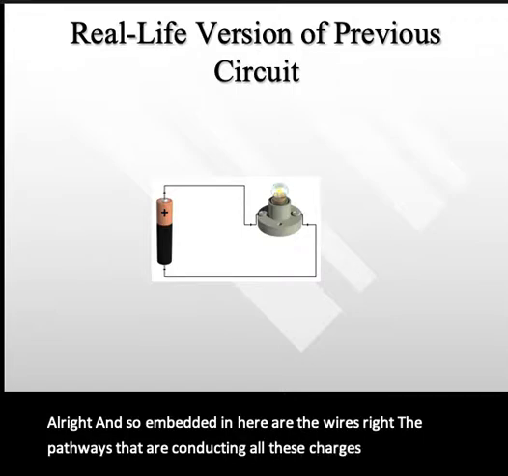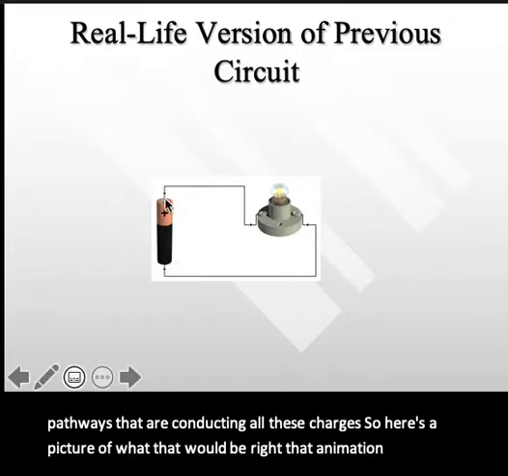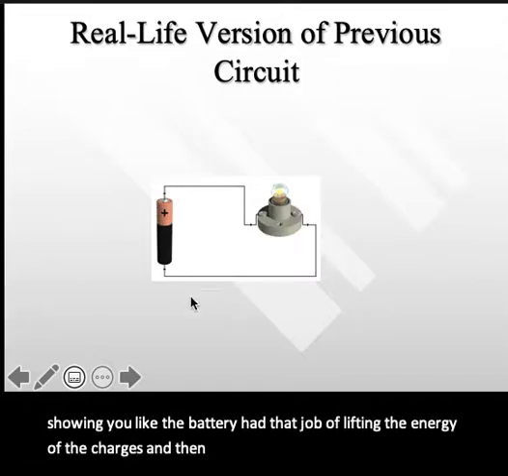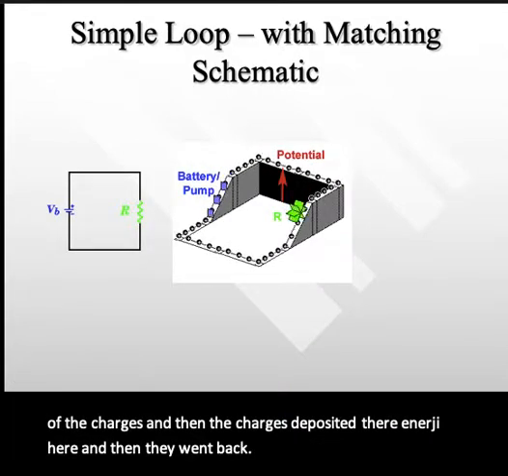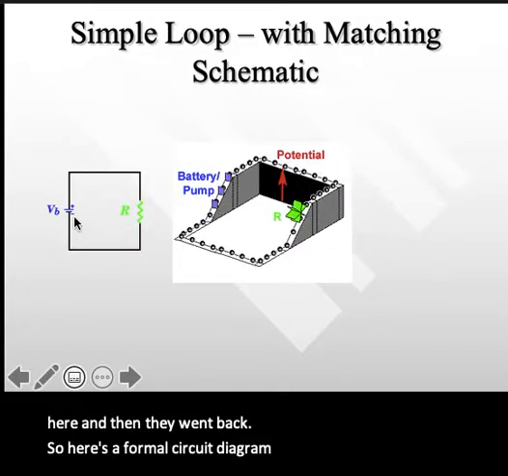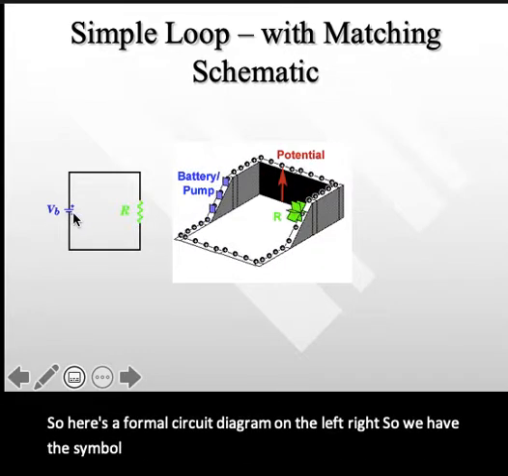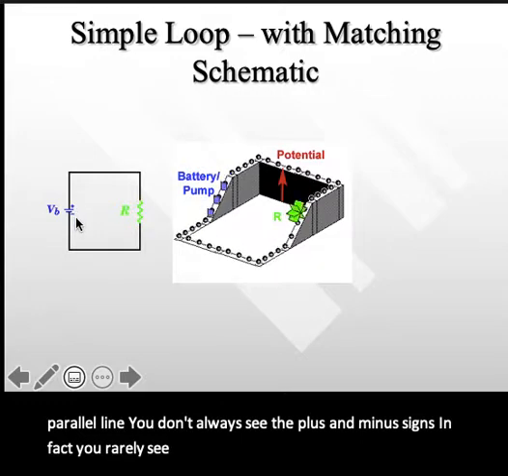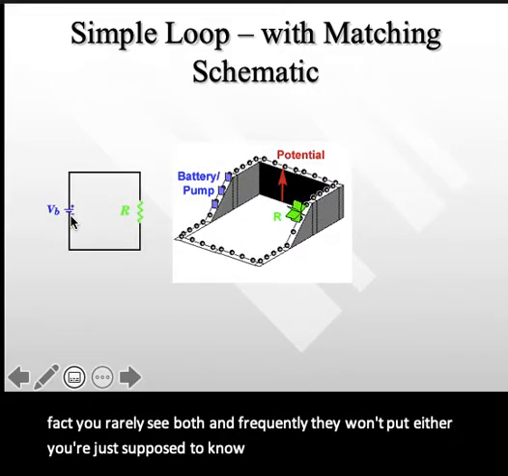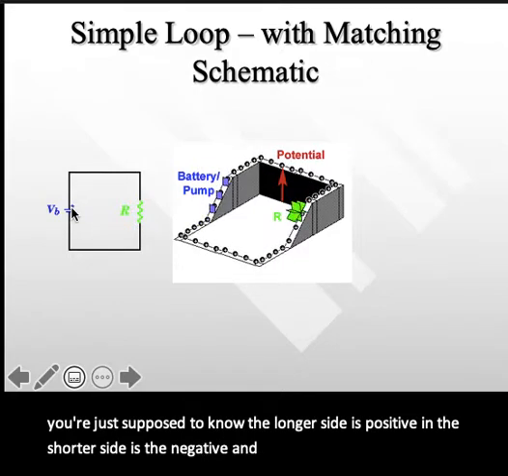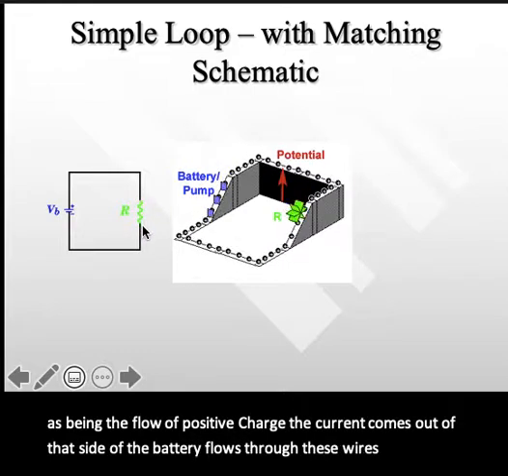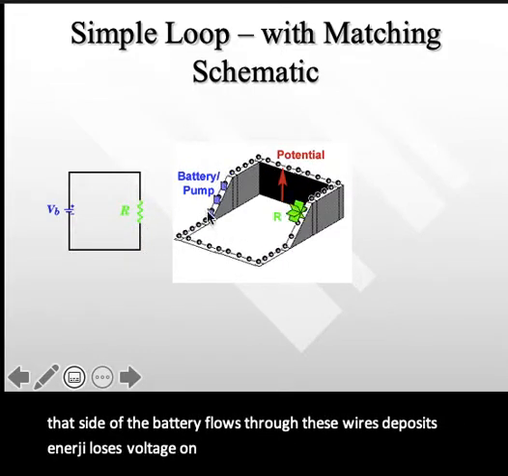So here's a picture of what that would be, right? That animation was showing you the battery had that job of lifting the energy of the charges, and then the charges deposited their energy here, and then they went back. So here's a formal circuit diagram on the left, right? So we have the symbol for a battery, a DC power supply, one short and long parallel line. You don't always see the plus and minus signs. In fact, you rarely see both. And frequently they won't put either. You're just supposed to know the longer side is positive and the shorter side is the negative. And since we think about current as being the flow of positive charge, the current comes out of that side of the battery, flows through these wires, deposits its energy, loses voltage on this resistor, and then comes back home, right? And so that's what you see in the animation.